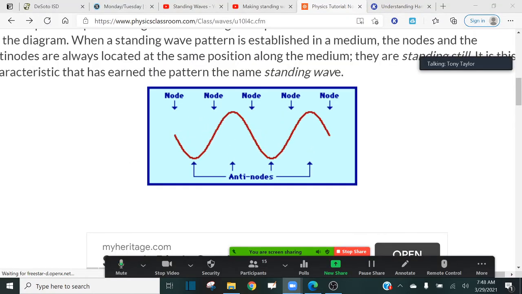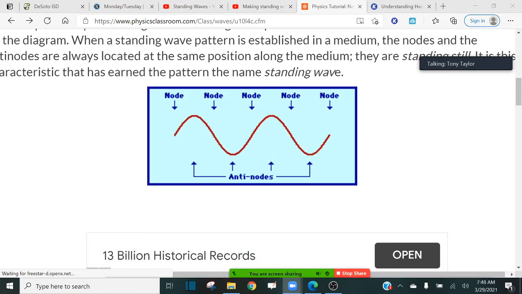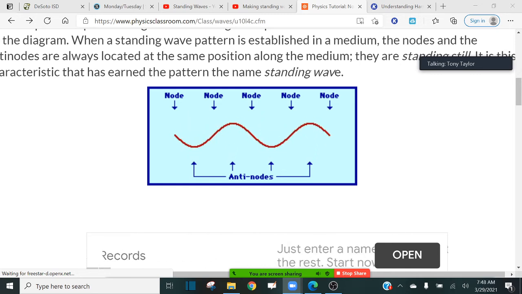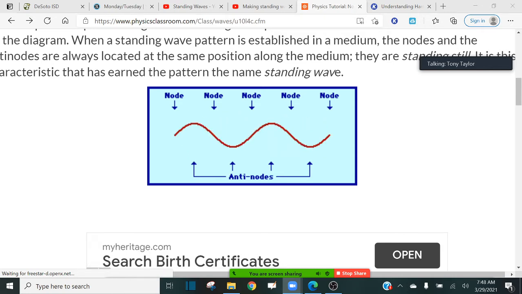So, in the video, one of the things he said is that if you had a guitar string which was fixed at both ends, and you pluck that guitar string, you can easily produce a standing wave in the guitar string. And so here's an example of how a standing wave would look along a string.